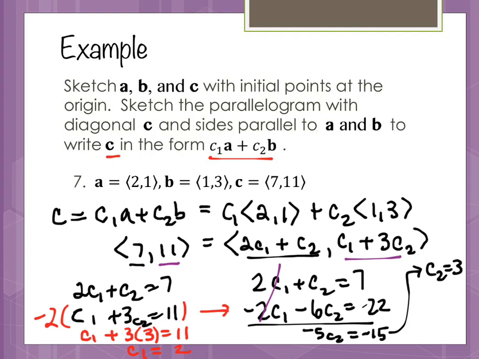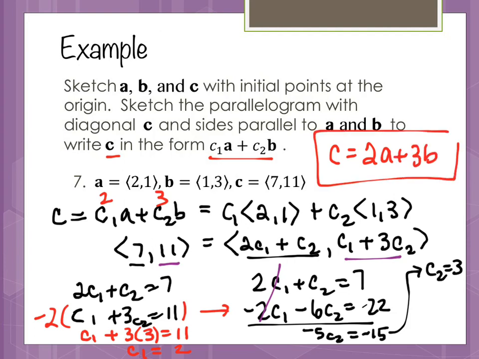So we found out that C1 is 3, C2 is 2. So the answer to my equation, did I write them backwards? I did write them backwards, didn't I? C1 is 2 and C2 is 3. There we go. So my C vector is actually 2A plus 3B. And I'm going to show you how we use that information to actually finish your picture so it makes sense.